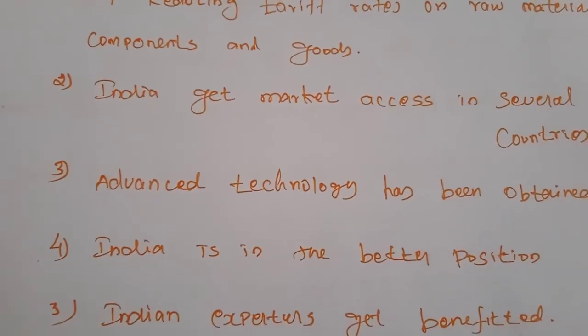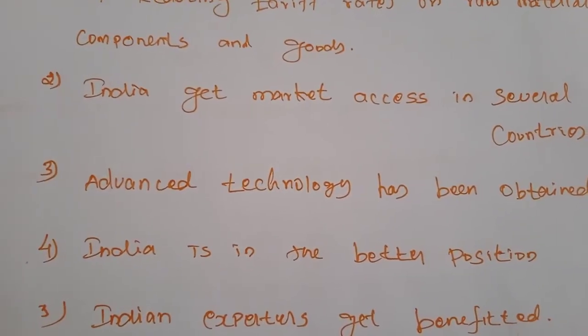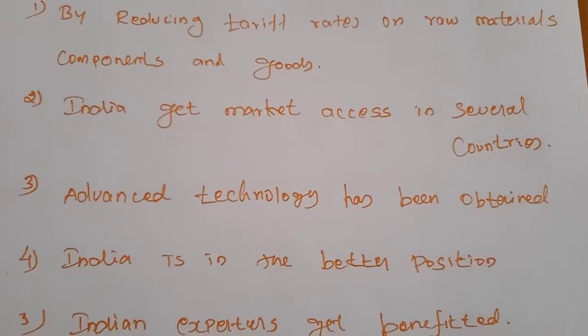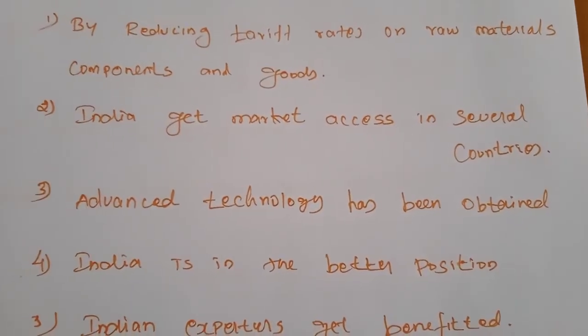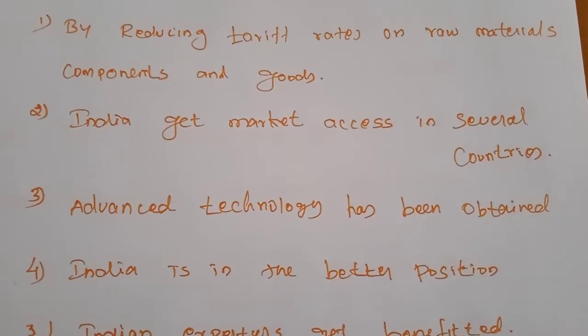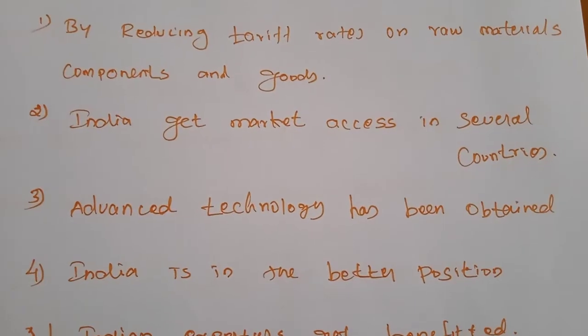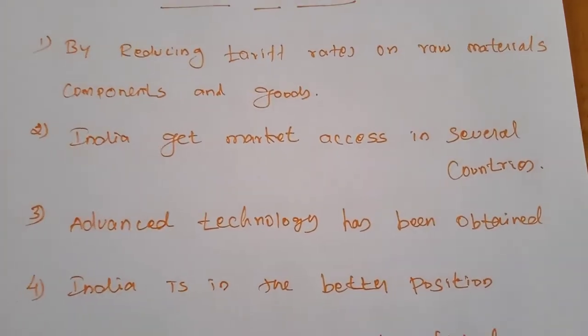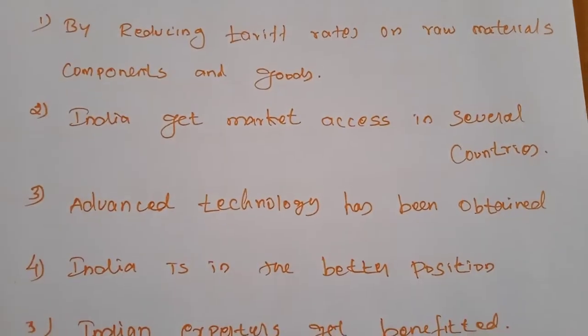Next, advanced technology has been obtained at a cheaper cost. Because of the World Trade Organization, by reducing the tariff on raw materials, components, and capital goods, India has also obtained advanced technology at a cheaper cost.